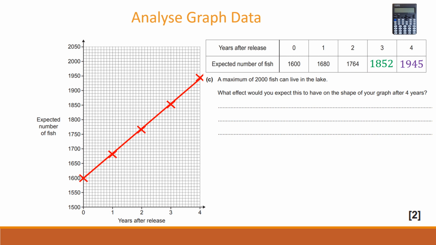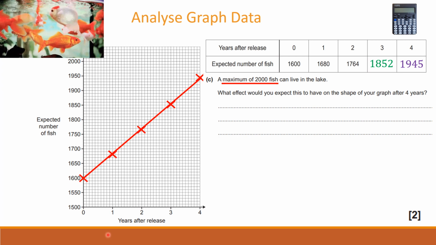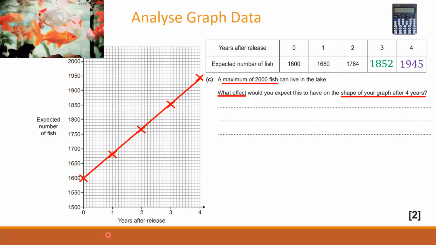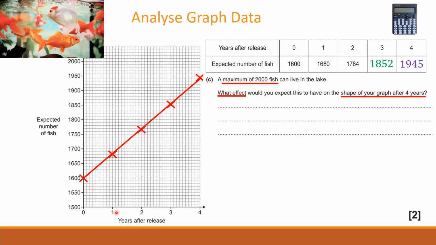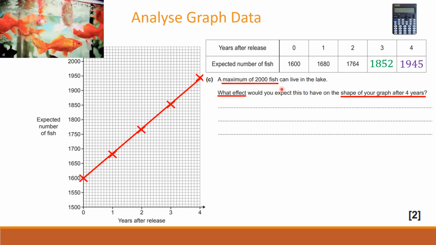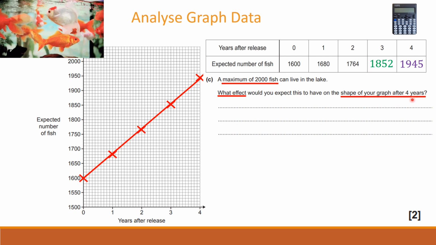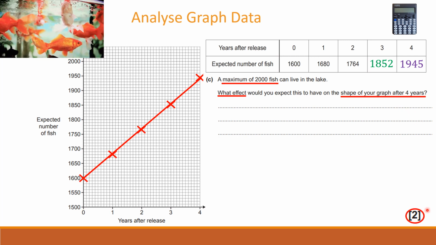This is a question on analysing graph data. Now, you've been given the graph in my previous video, so look back if you want to see how to draw the graph and how to work out the values in the table. But the keywords for this part of the question are that you've got a maximum of 2,000 fish that can live in the lake. And you've got to say what effect you would expect this to have on the shape of the graph after 4 years. So you can see the graph, we've got 1, 2, 3, 4 years. You can see it's a straight line for the first 4 years. But what do you think is going to happen after these 4 years? And you have got to work out the answer to this for 2 marks.